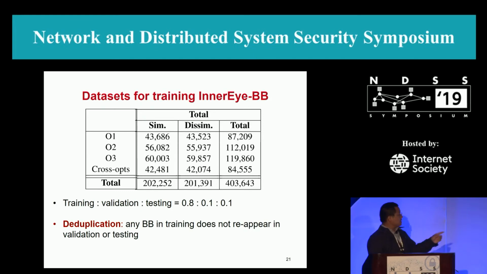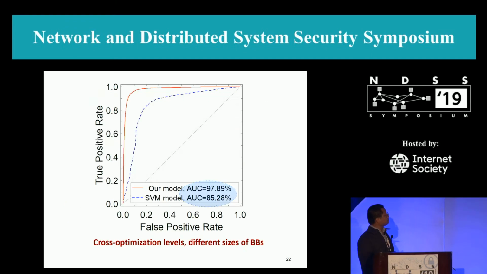And there's one critical step, that's deduplication. We make sure any basic block that's already appeared in the training data set would never appear again in the validation or testing in order to make sure our results make sense.